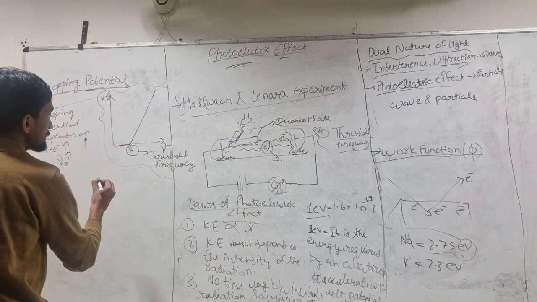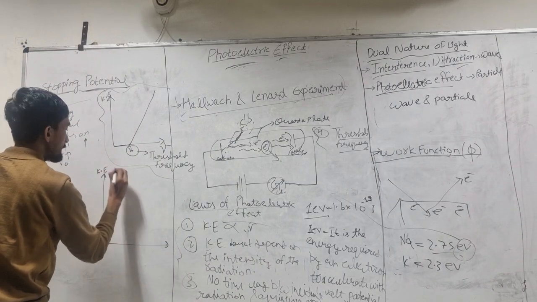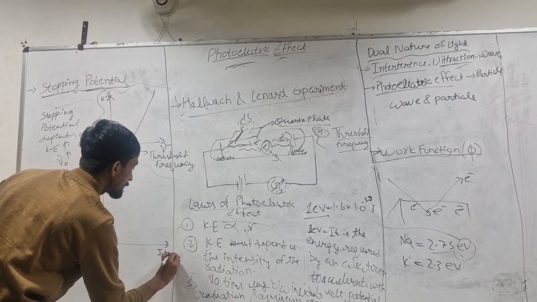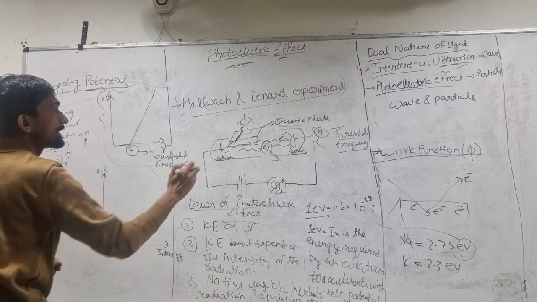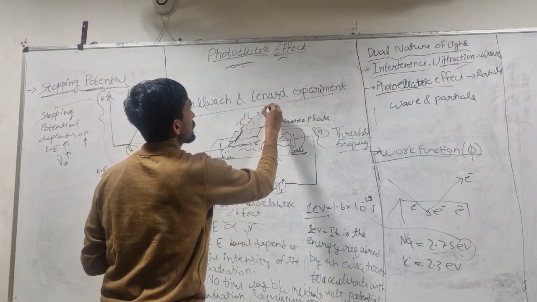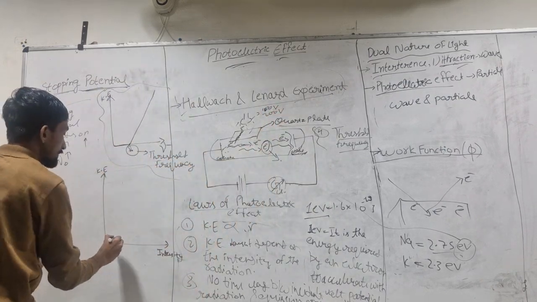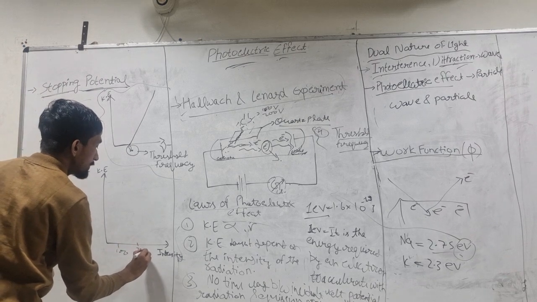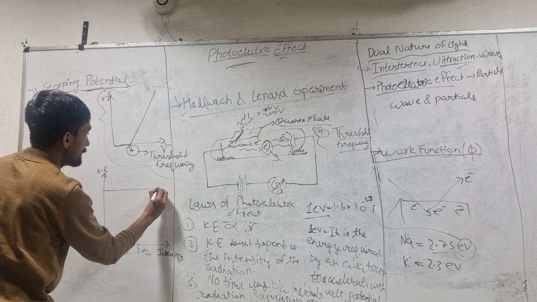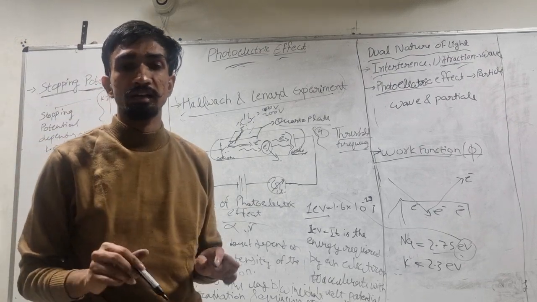So we can make the graph between the kinetic energy and intensity. If we increase the intensity, like from 100 to 200, there is no effect on kinetic energy. It will be constant. It only changes when we change the frequency of the incident rays.